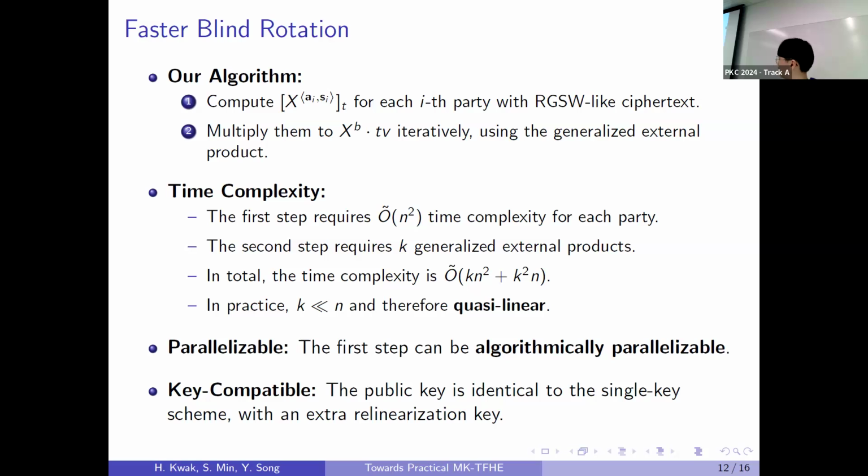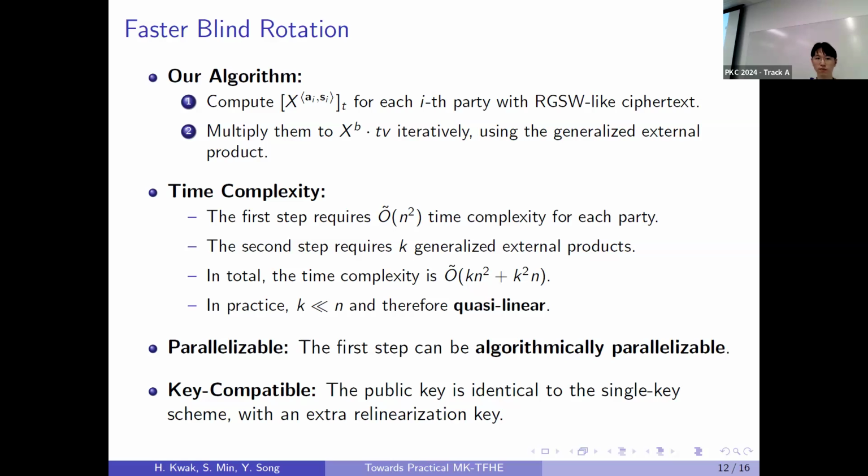In the first step, since we perform blind rotation in a single key manner k times, the overall time complexity of the first step will be O(kn squared). In the second step, since we utilize the generalized external product k times, and the generalized external product has the time complexity of O(kn), the time complexity of the second step will be O(k squared n). So in total, the time complexity will be O(kn squared plus k squared n). In practice, we use parameters where k is much smaller than n, so we can actually ignore the term k squared n. So we achieve a quasi-linear complexity of O(kn squared).